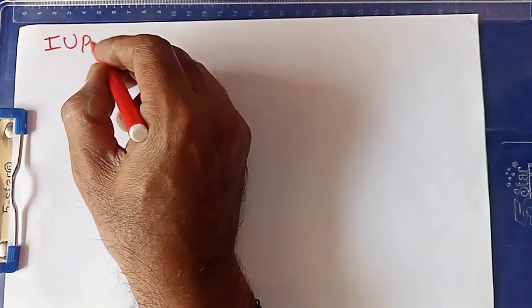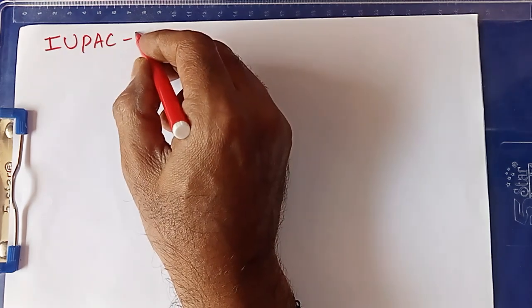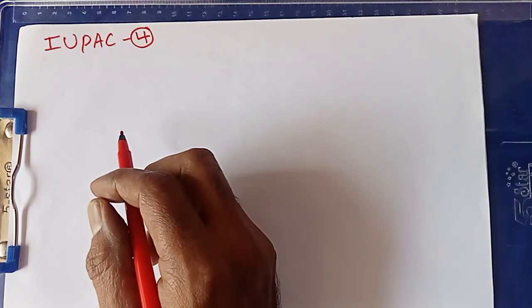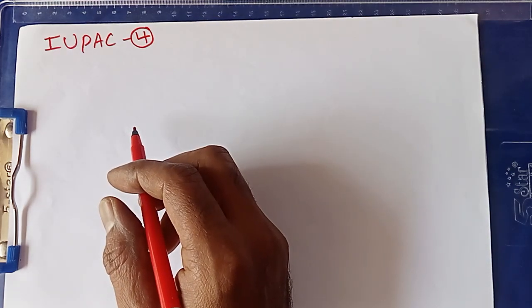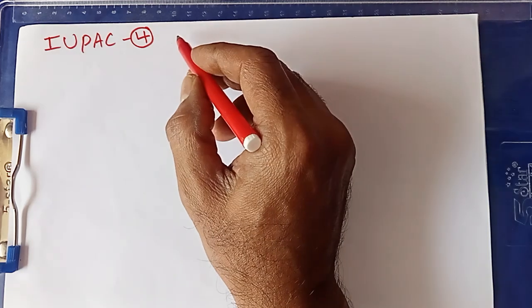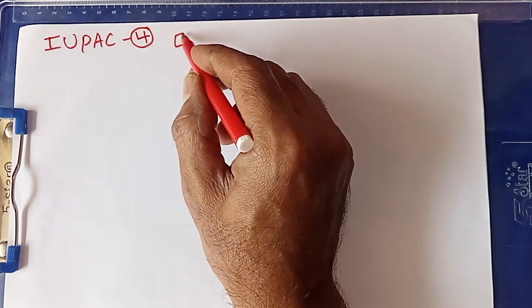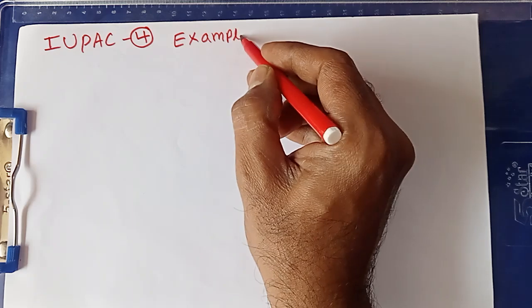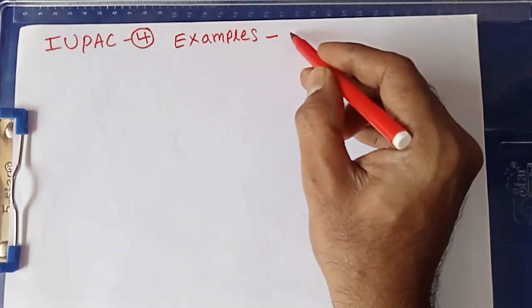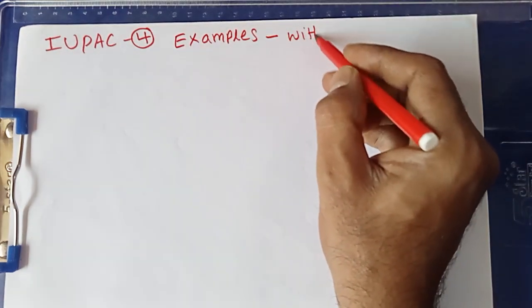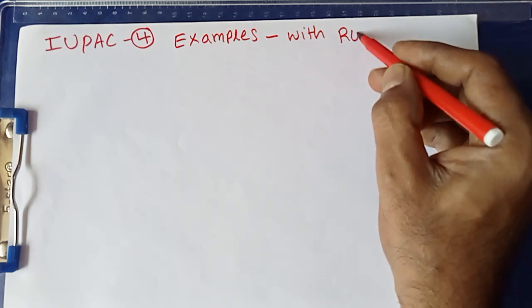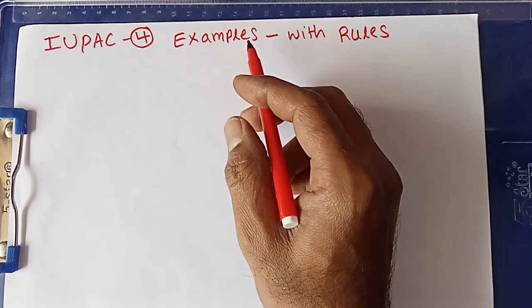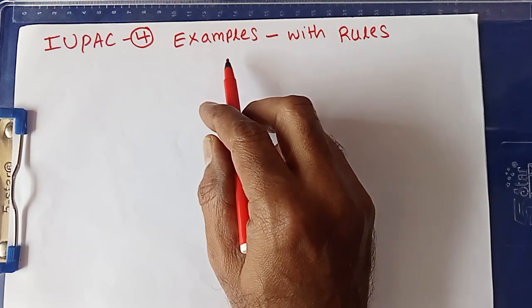IUPAC fourth class. See that. Now we discuss examples with rules. First, simple examples and which rule is involved in that example.